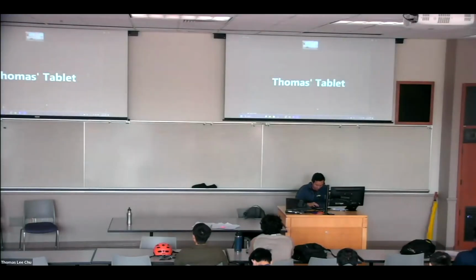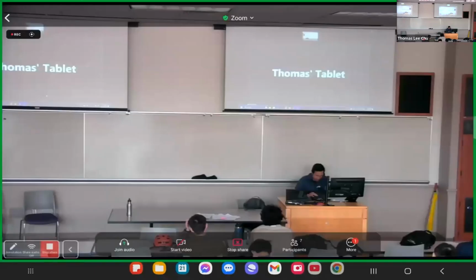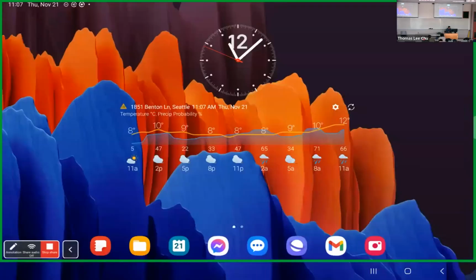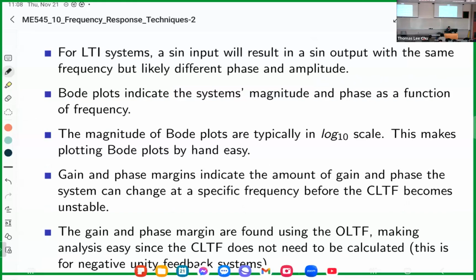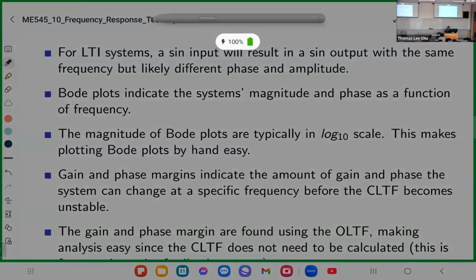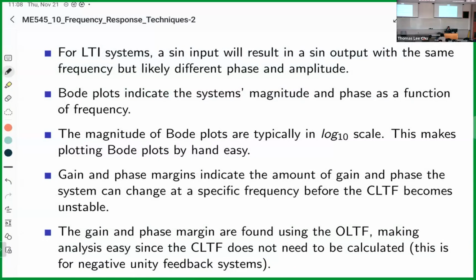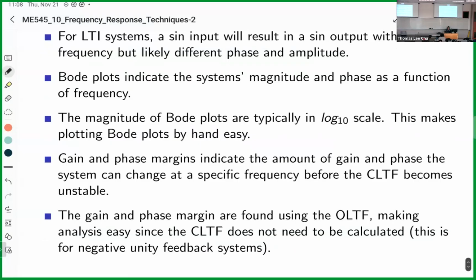We'll cover the Nyquist stability criterion next class, but some takeaways for this section: for LTI systems, so linear time invariant systems, a sine input will result in a sine output with the same frequency, but likely different phase and magnitude, or phase and amplitude. Bode plots indicate the system's magnitude and phase as a function of frequency. The magnitude of Bode plots is typically on a log base 10 scale. This makes plotting Bode plots by hand easy.